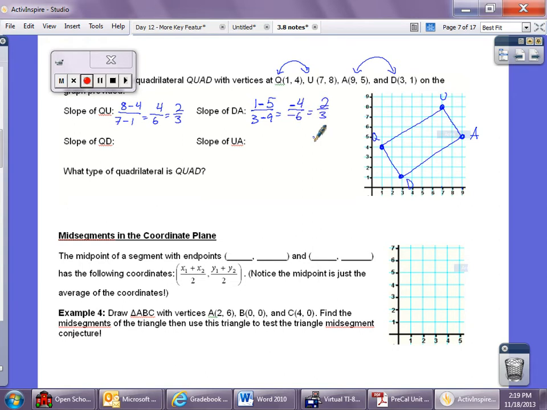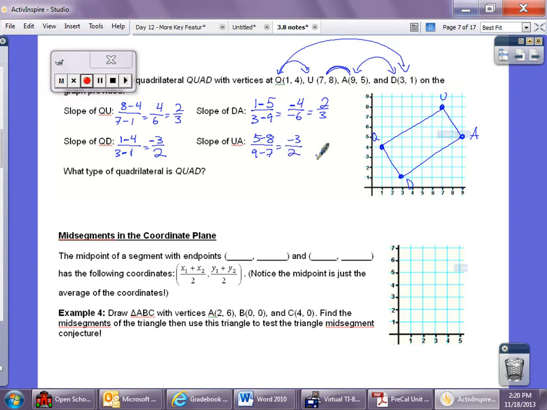Slope of Q to D. So I have 1 minus 4 over 3 minus 1. 1 minus 4 is negative 3. 3 minus 1 is 2. And slope of U and A. So this is 5 minus 8 and 9 minus 7. Negative 3 over 2.